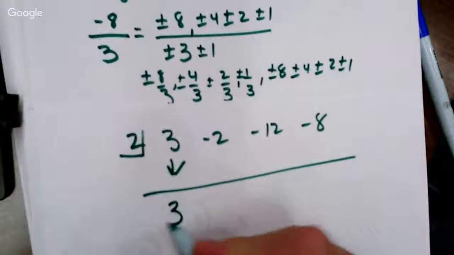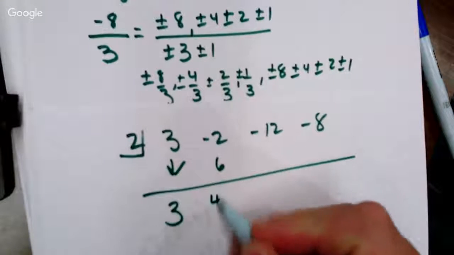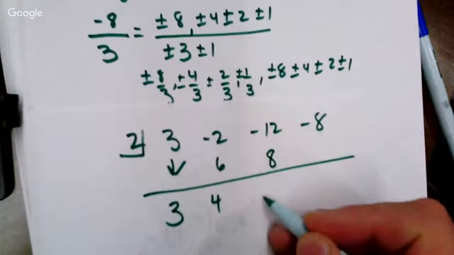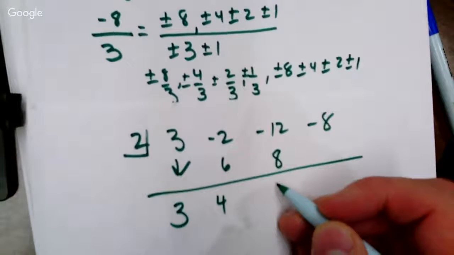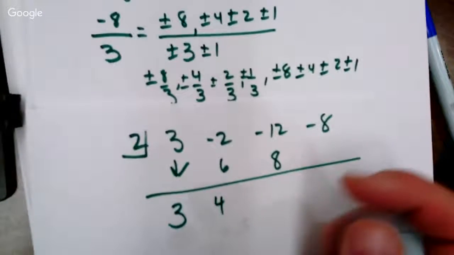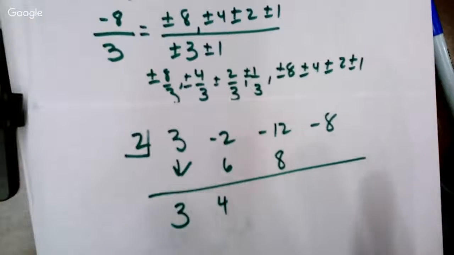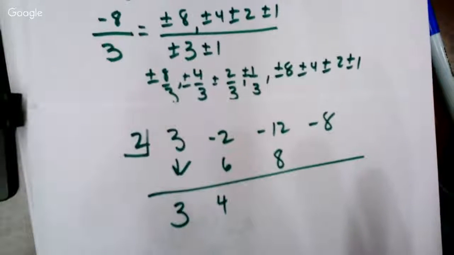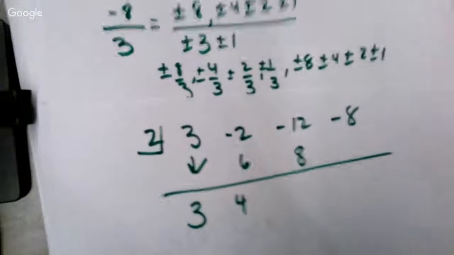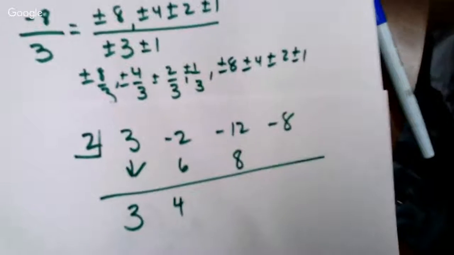Carry that 3 down. 3 times that is 6, 4, 8. And you should be just as fast as I am at synthetic division by now. To be honest with you, if you're not, that's probably a sign maybe you didn't do the homework. That's not a homework assignment that's going to be real quick. Let's take a look there.